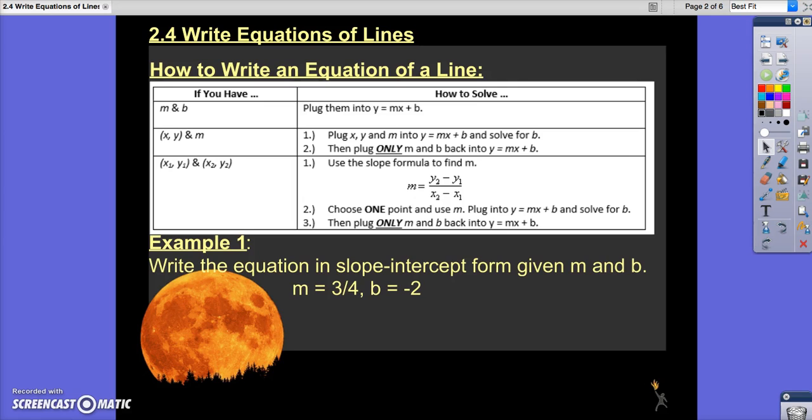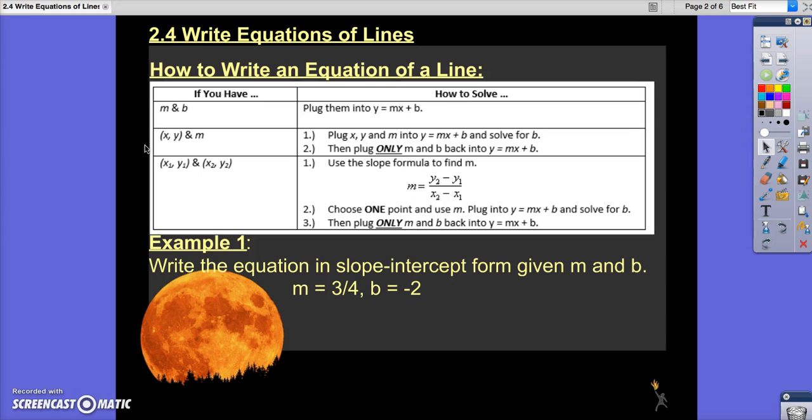If you have m and b, we need the slope and y-intercept, so simply you'll just plug them into the formula y equals mx plus b. That's an easy one. Second scenario, you have a point x comma y and m, your slope. Step one, plug x, y, and m into y equals mx plus b and solve for b. Two, then plug only m and b back into y equals mx plus b. Now, as you see, I keep adding one step to it.